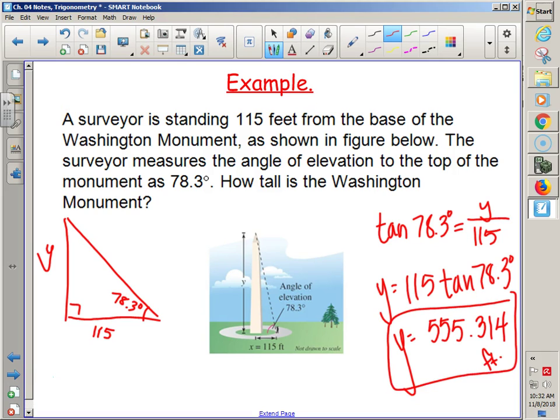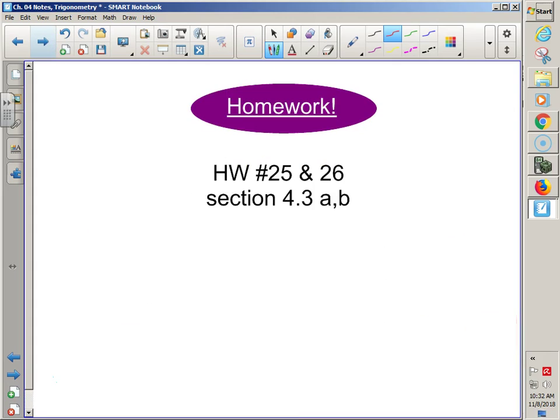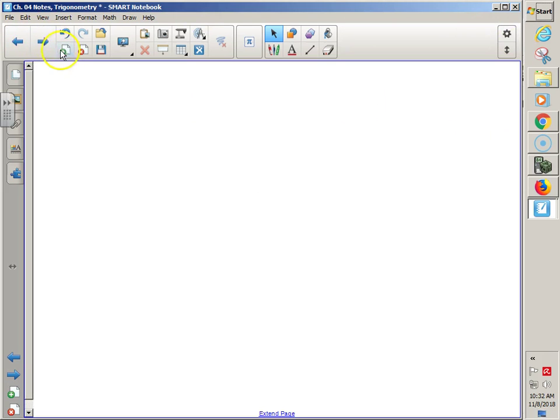Okay, unit circle time. Back to your homework spiral. Why does it say 25 and 26? That's weird. I'm going to pull up your homework sheet at the same time because that's weird. But unit circle practice.